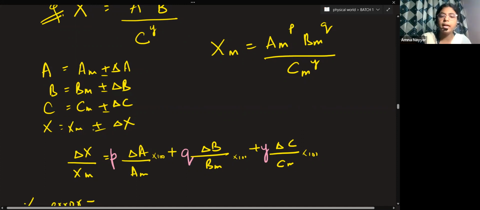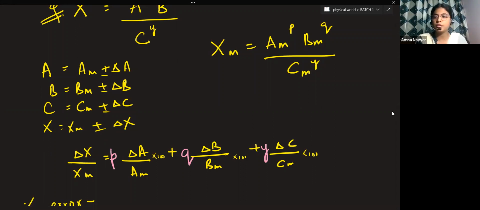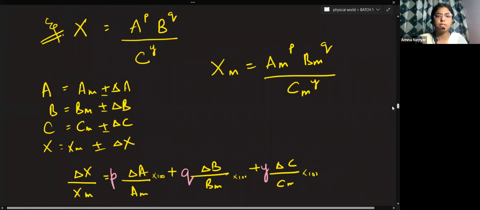Delta A divided by AM is equal to delta B divided by BM. So whenever you have to calculate delta X, first write it as delta X divided by XM. This makes your left hand side portion in this manner. This is your left hand side, so write it as delta X by XM. Then you have A, so write delta A divided by AM. Once you write delta A divided by AM, what is the power? The power is P, so just multiply it with the power.